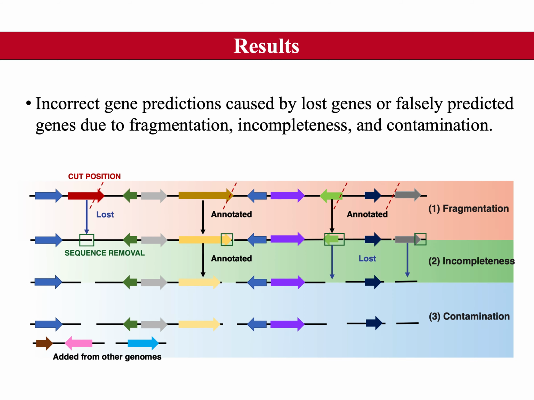Lastly, we show the process of core gene loss with fragmentation, incompleteness, and contamination. If fragmentation disrupts a gene coding region, the gene will be lost due to missing start or stop codons. More genes might be partially or fully removed due to the deletion caused by the incompleteness step. Contamination from closely related strains or species should not lead to core gene loss due to no removal of existing genomic regions.